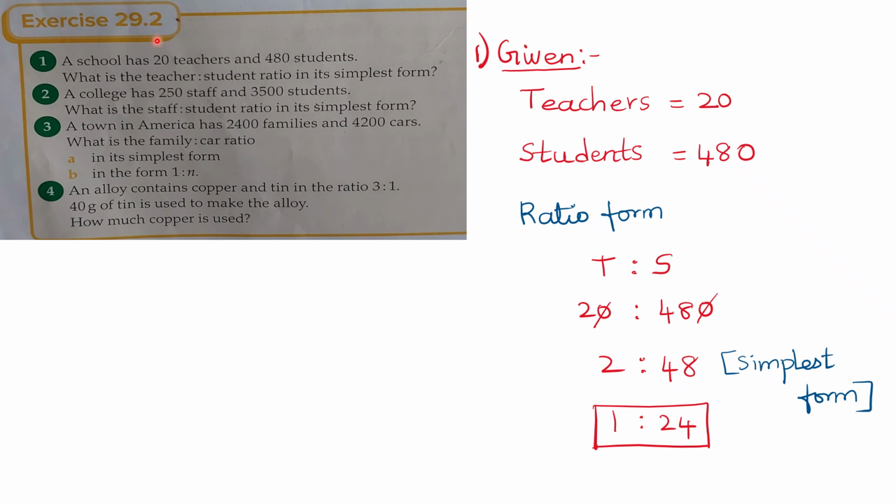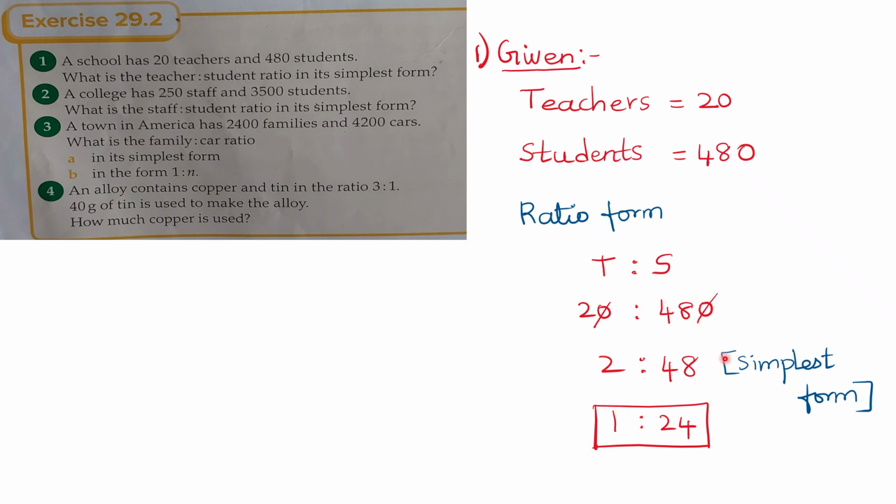Exercise 29.2. First sum: a school has 20 teachers and 480 students. What is the teacher to student ratio in its simplest form? What is given in the question: teachers equals 20, students equals 480. We have to write it in ratio form, so teachers is to students: 20 is to 480.